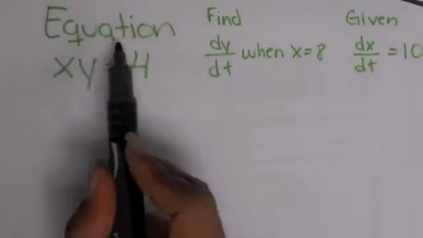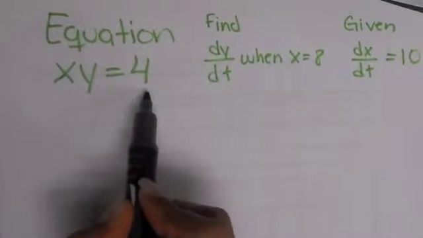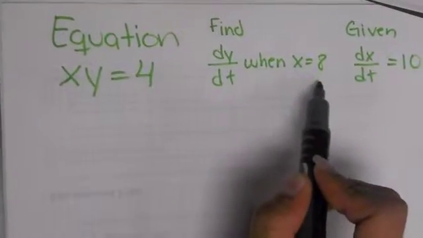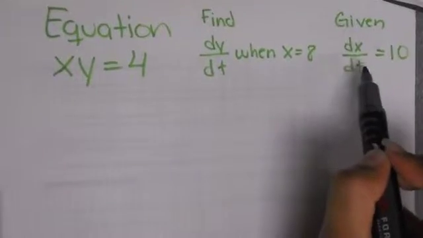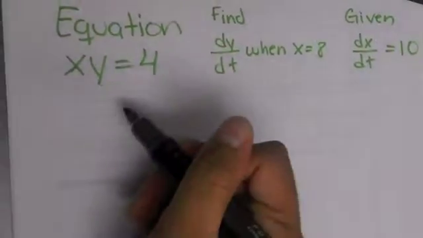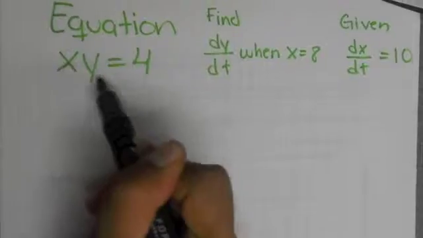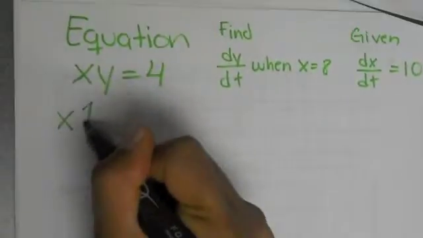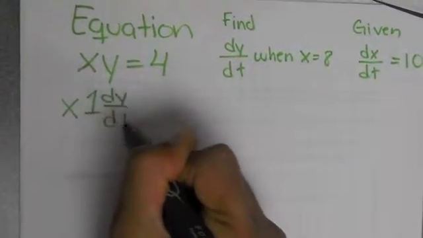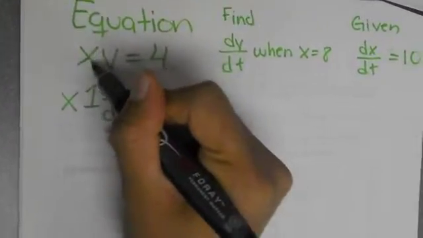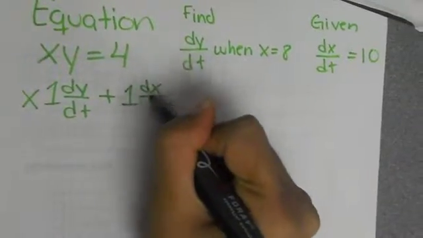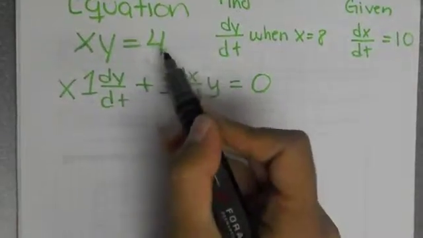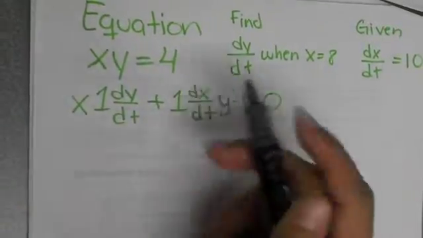Okay, here we have the equation xy is equal to 4. We're going to find the derivative of y with respect to t when x is equal to 8, given that the derivative of x with respect to t is 10. First off, we're going to start with the product rule. So it's going to be x times the derivative of y, which is 1 dy over dt, plus the derivative of x, which is 1 dx over dt, times y, is equal to 0, since the derivative of the constant 4 is 0.